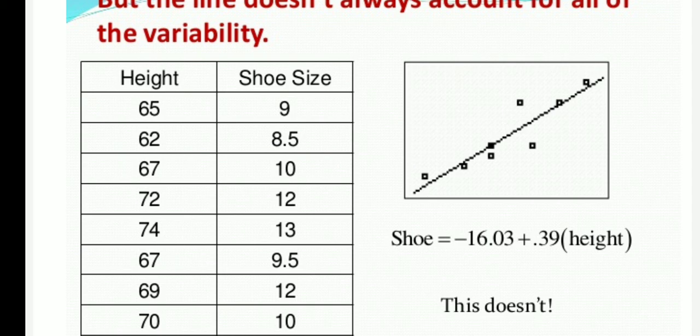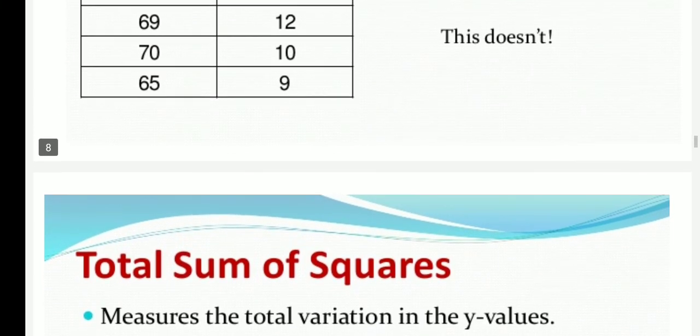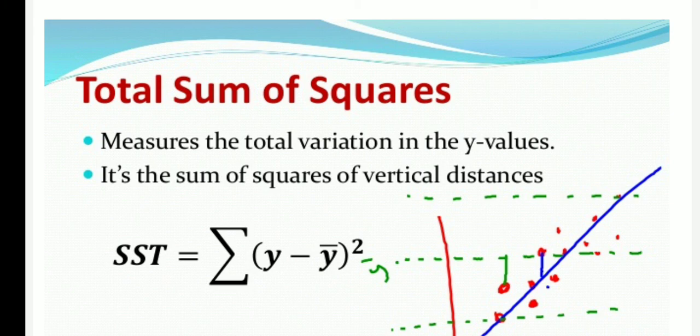See here, all the points are not exactly on the line as in the previous case. So 100% of the variation is not explained. Only a few points lie on the regression line. So how to measure this?